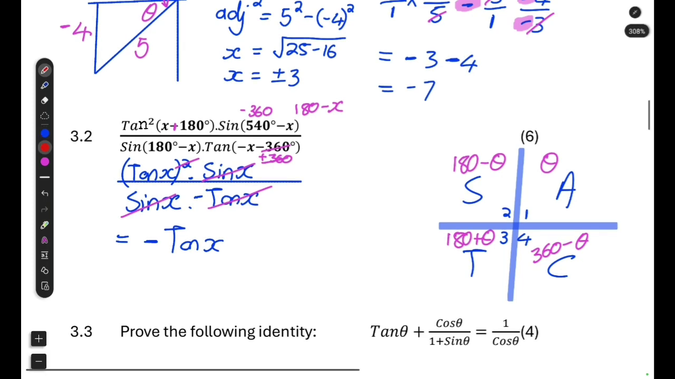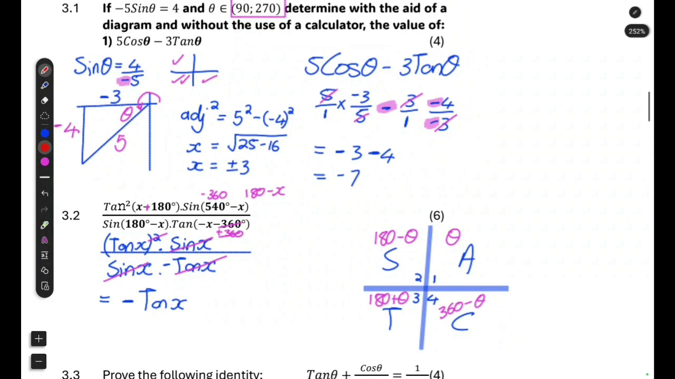6 marks. Where would I get my marks? Oh, I forgot to mark the previous one. Sorry, guys. Let's just mark the previous one quickly. So for 4 marks, I would get a mark for my triangle. I would actually get a mark for Pythagoras, and knowing that that's correct, then for subbing in, and then for your final answer. Okay, so all of those steps are important.